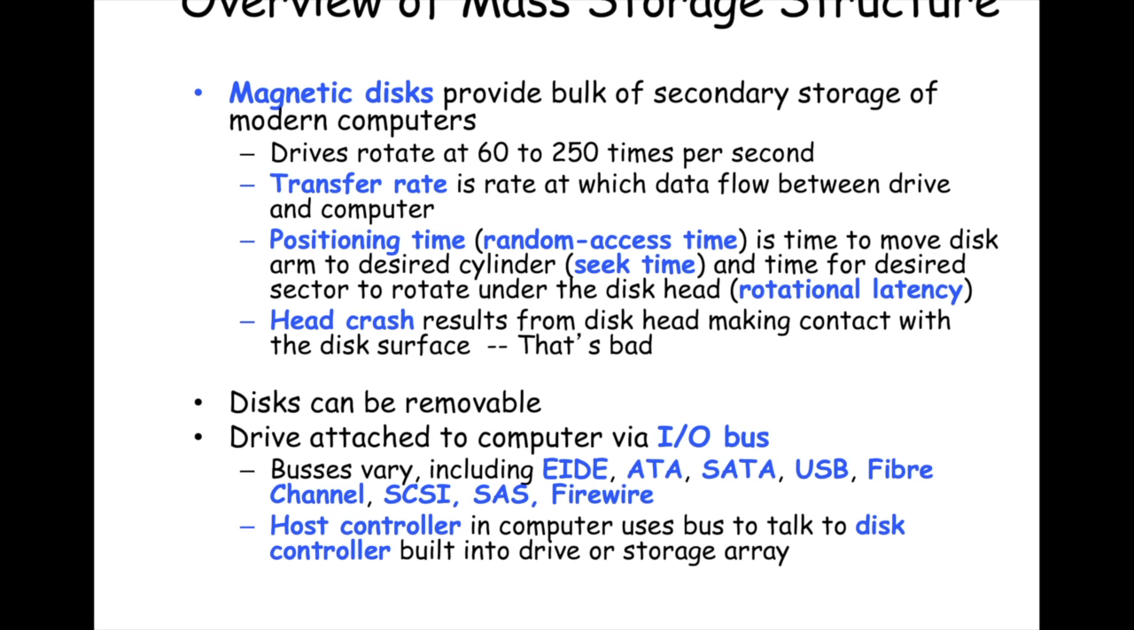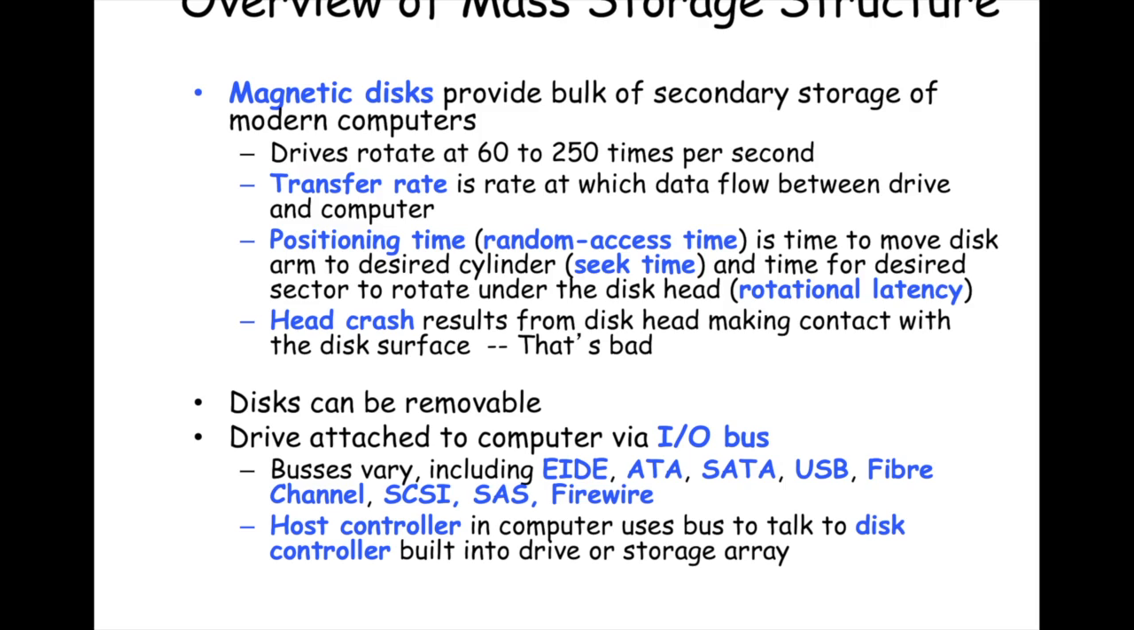Now, whether you believe it or not, well, it's certainly true, magnetic disks provide the bulk of secondary storage for modern computers. Now, these drives, these magnetic disks, rotate about 60 to 250 times per second, so they spin very quickly. And we have a bunch of measurements that we talk about when we refer to their performance.